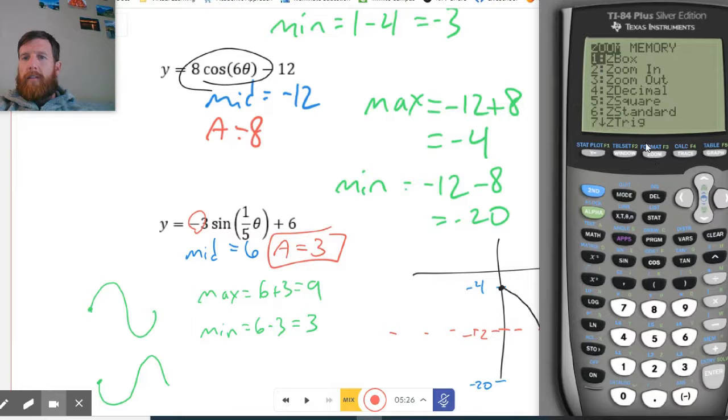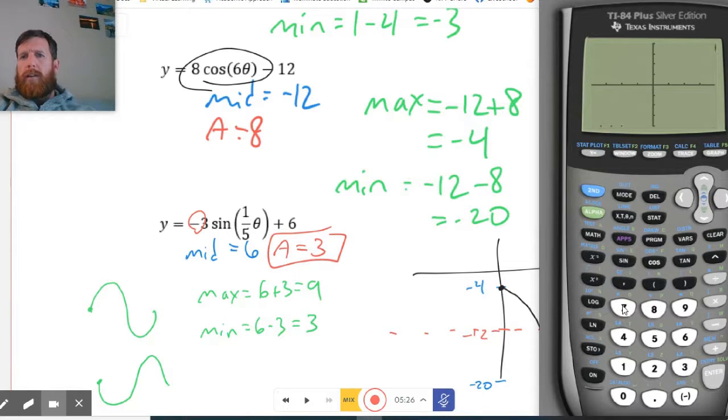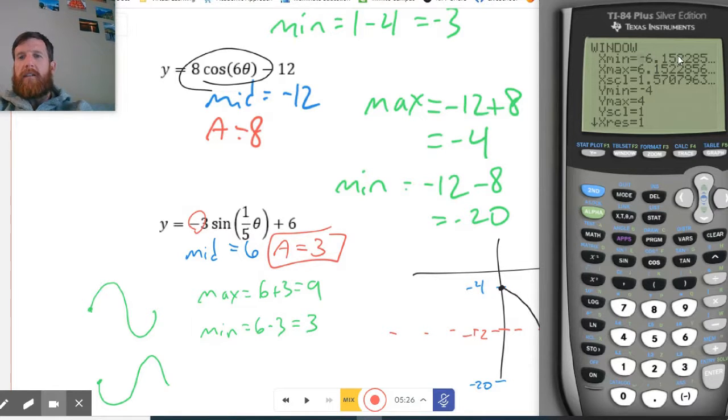Second of all, if you hit zoom trig, which is 7, what that will normally do, so I guess I should say the other thing we need to be careful about is just setting the window so that we're actually going to be able to see the graph. So what zoom trig does is it makes the min and the max for x equal to negative 2 pi and 2 pi. And it sets the min and max for y at negative 4 and 4.